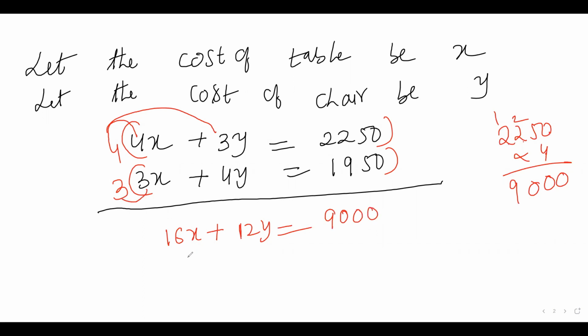3 3s are 9x, 3 4s are 12y, 1950 into 3: 3 zeros are 0, 3 5s are 15, 3 9s are 27, plus 1 is 28, 3 1s are 3, plus 2 is 5.